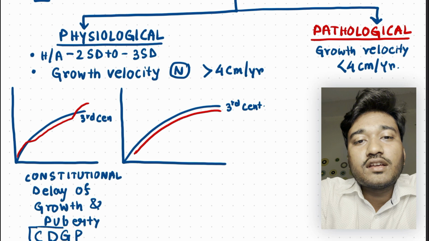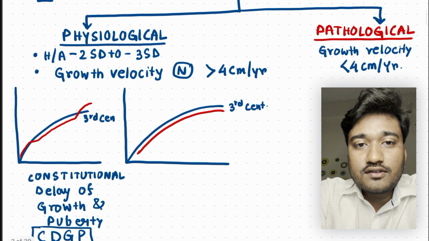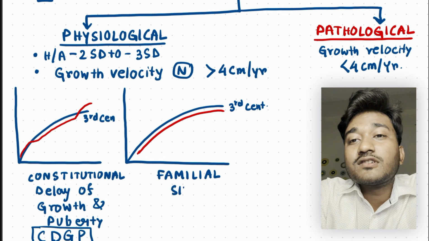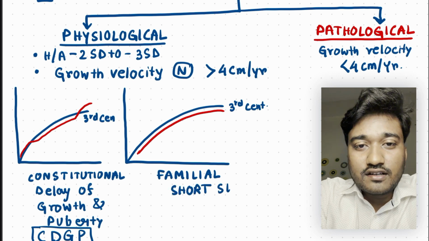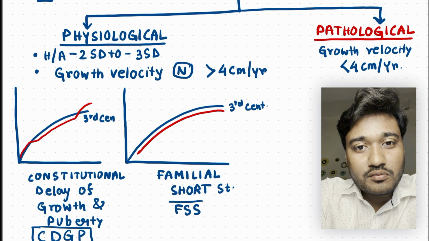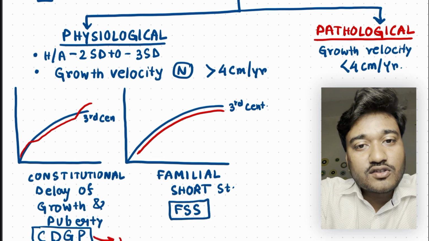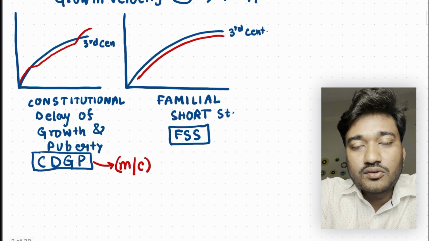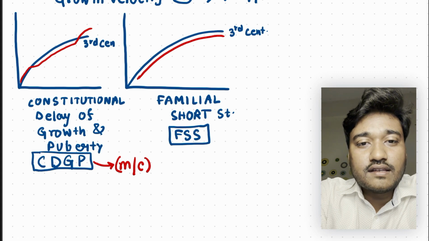In constitutional delay of puberty and growth, the chronological age is always more than bone age. But in familial short stature, familial short stature is like a mini Xerox copy. Look at it. It's like a mini Xerox copy. Your bone age as well as the chronological age is always equal. So you have to know the chronological age, bone age as well as the height age. Three things you should be knowing.